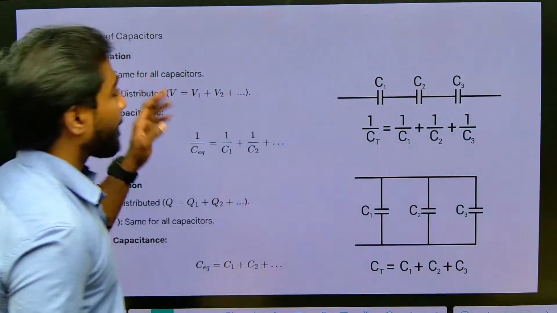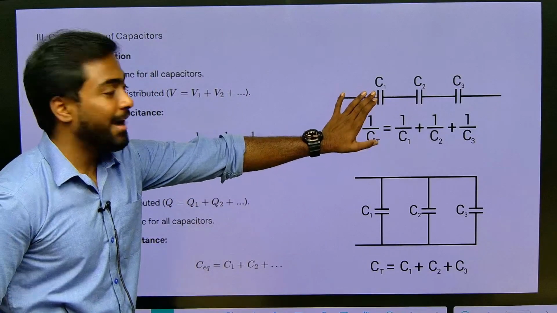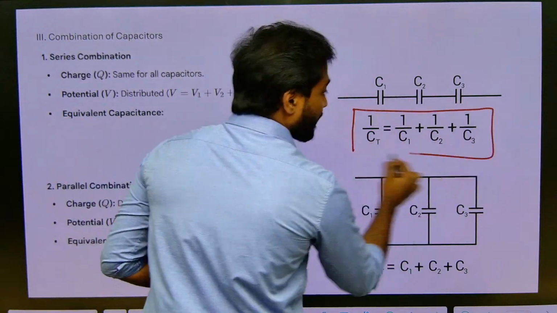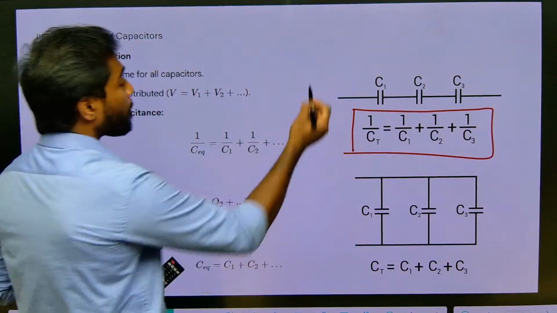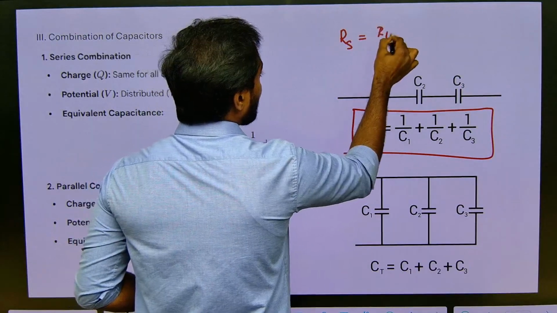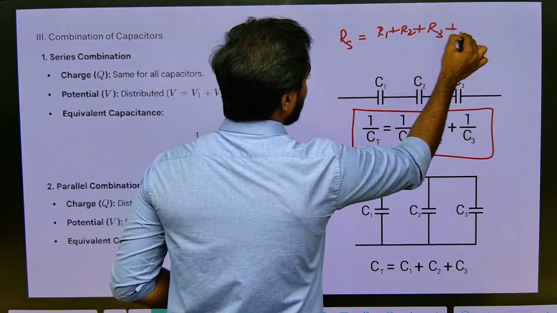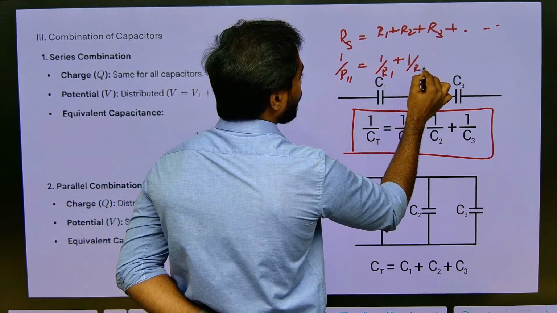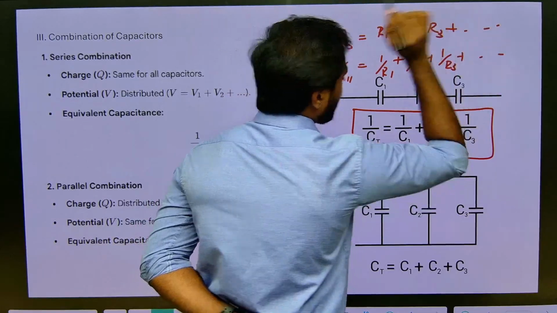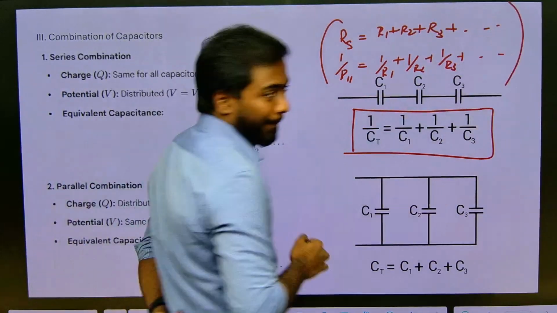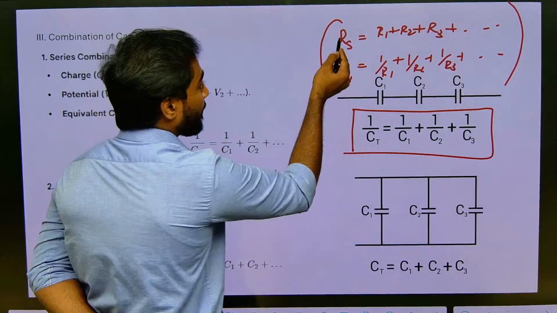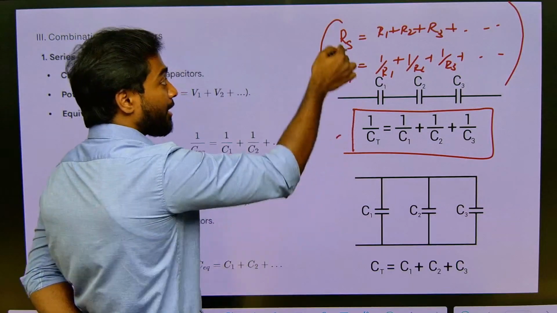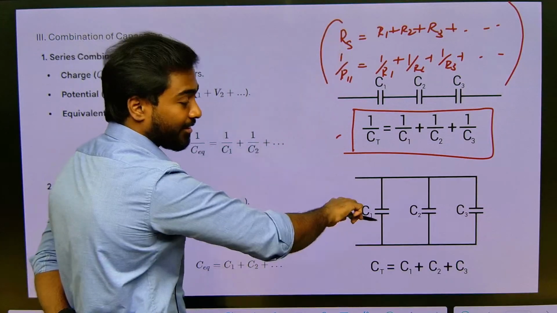So combination of capacitance, like we have talked about the series and the parallel combination, right? For series combination, it is opposite of resistance. For resistance, Rs will be equal to R1 plus R2 plus R3 and it goes on. For parallel, 1 by R is 1 by R1 plus 1 by R2 plus 1 by R3 and it goes on. But in terms of capacitors, it is totally opposite. So we will use the resistance series formula for capacitance parallel.